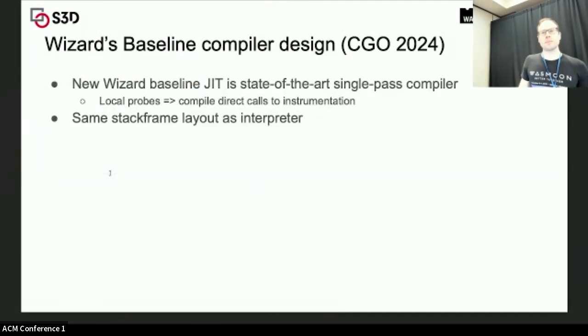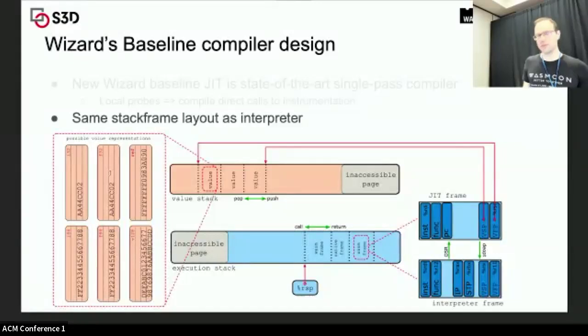So we built a baseline compiler for Wizard, and published a paper about that this year. The idea is that it's a state-of-the-art single-pass compiler, designed to be very simple and generate code very quickly, and it supports local probes. So as the program analyzer, you don't know that the JIT exists. Most of the paper's meat is actually about making this work in the JIT compiler in a completely transparent way. One of the tricks here is to use the same stack frame layout as the interpreter so that you can switch between execution tiers easily.